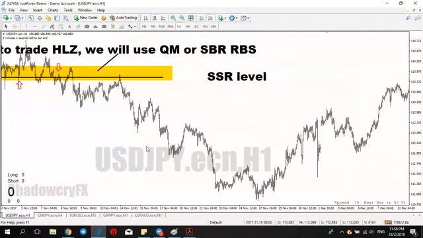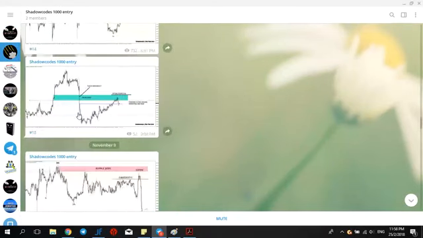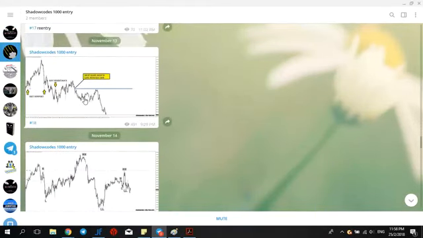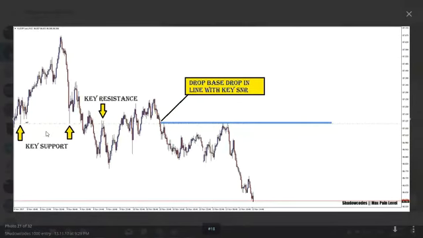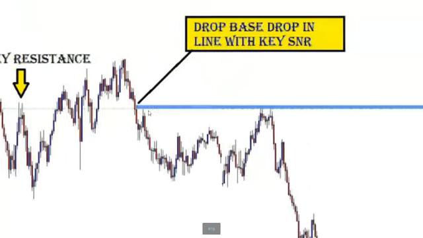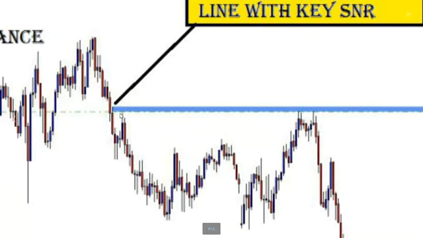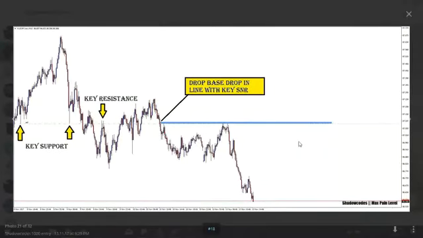Okay, so for example, the trade using HLZ. The entry will be something like this. Do you see this key support? This is a key support, and this is a key resistance. And then this is a type of trade that I use. So this is a drop base drop. Actually, over here inside here got a decision point. So I just put my sell limit here. But why can I put my sell limit without waiting for a rejection using decision point?